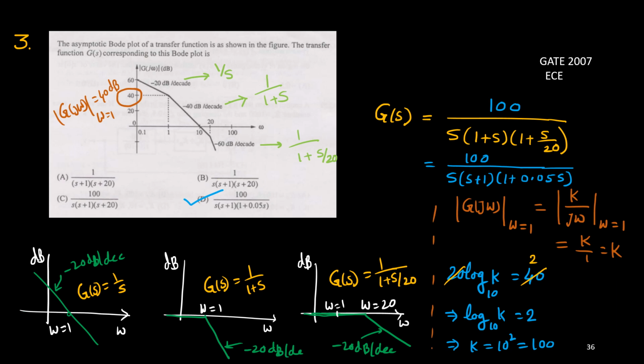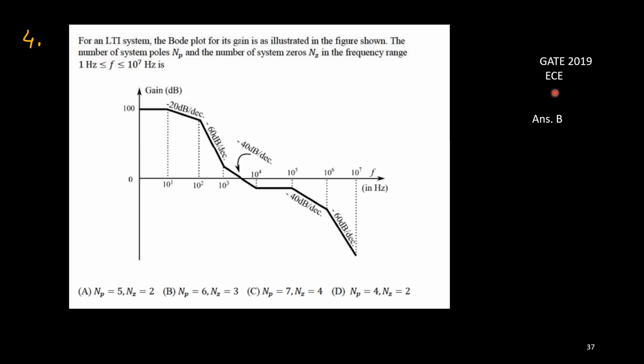Now we'll go to the next problem. This problem is taken from the GATE 2019 ECE paper. For an LTI system, this Bode plot is provided. From this figure we need to find the number of system poles NP and the number of system zeros NZ in the frequency range 1 Hz to 10 to the power 7 Hz. So 1 Hz is from here to 10 to the power 7 Hz here. In this range, how many poles and zeros are there? We need to find only the numbers, so this problem is very easy.